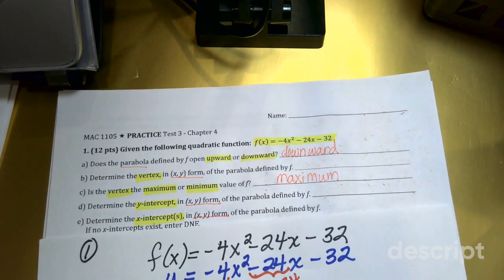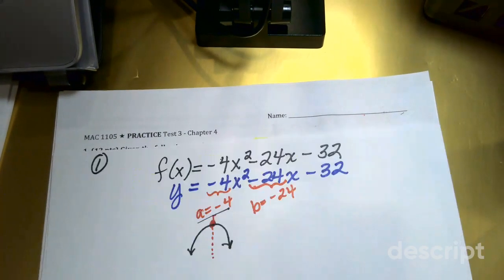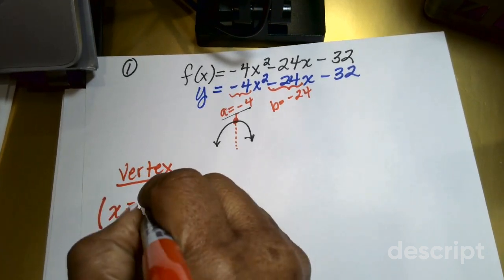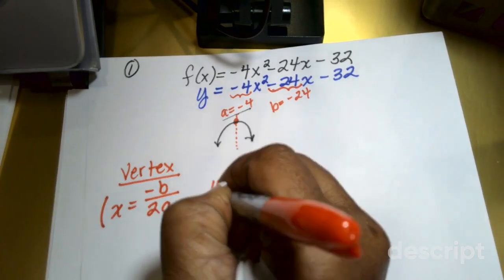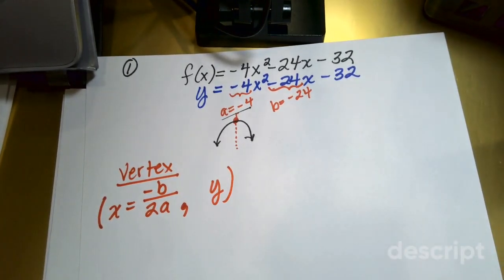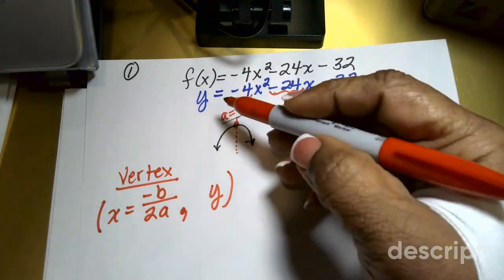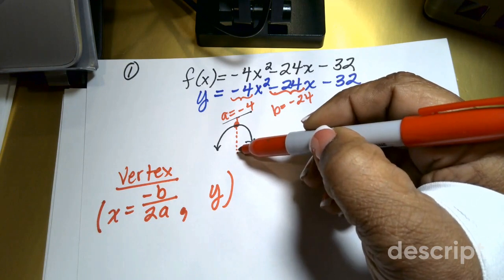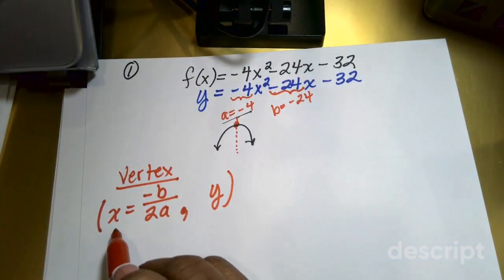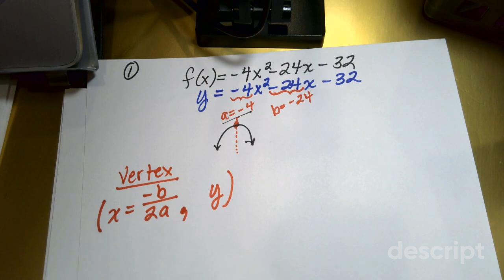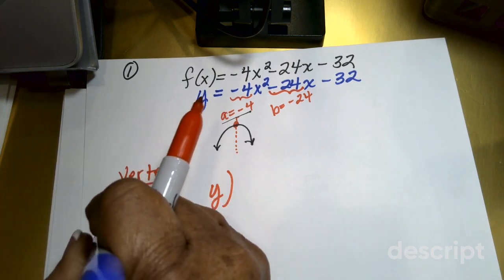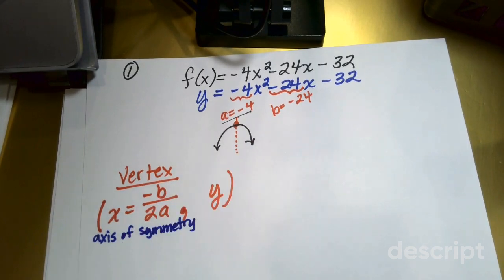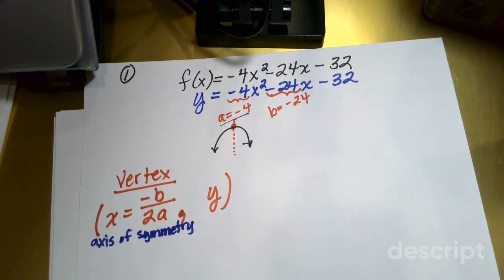Now they want us to actually find the vertex. X equals -b over 2 times a. That's the x value of the vertex, and we'll have to find the y value. Because the vertex is sitting on the axis of symmetry, this also is the equation for the axis of symmetry. So when we find x, we'll have that equation for the axis of symmetry.